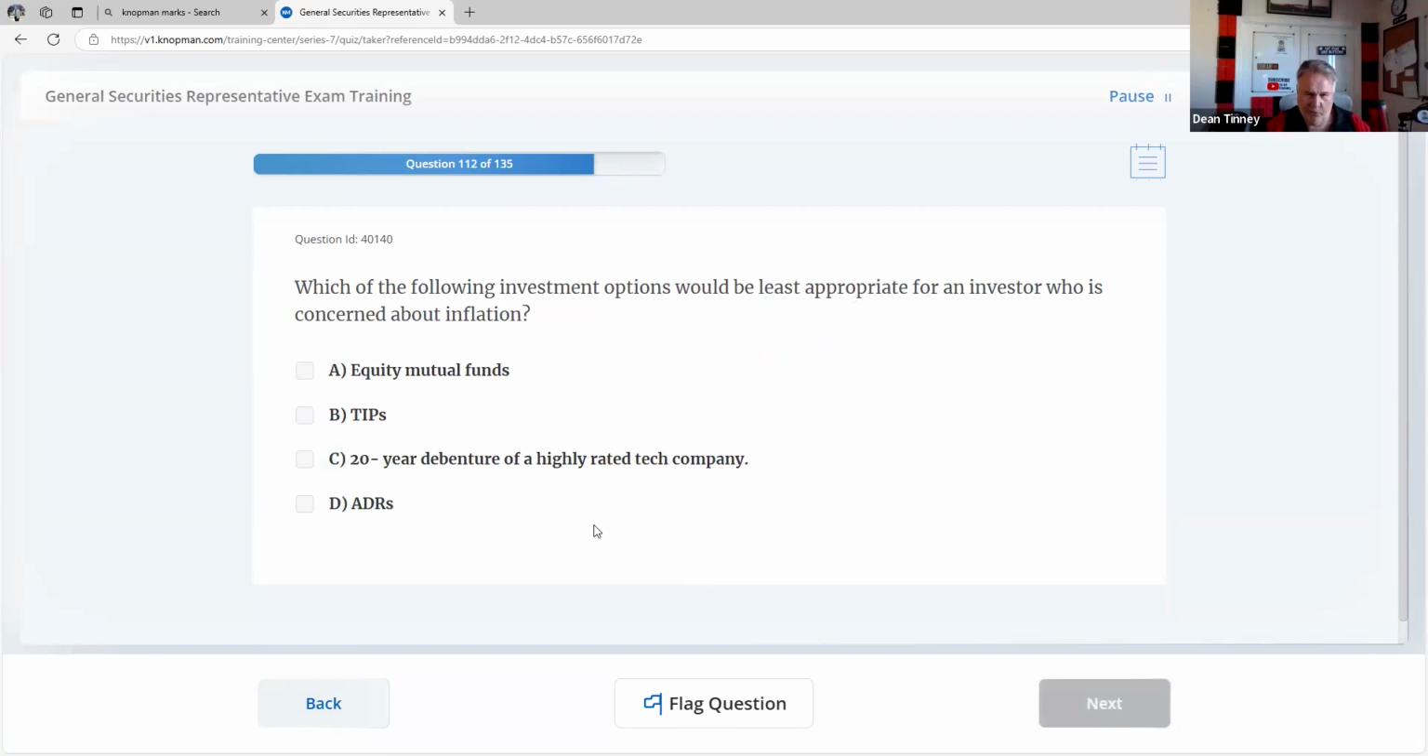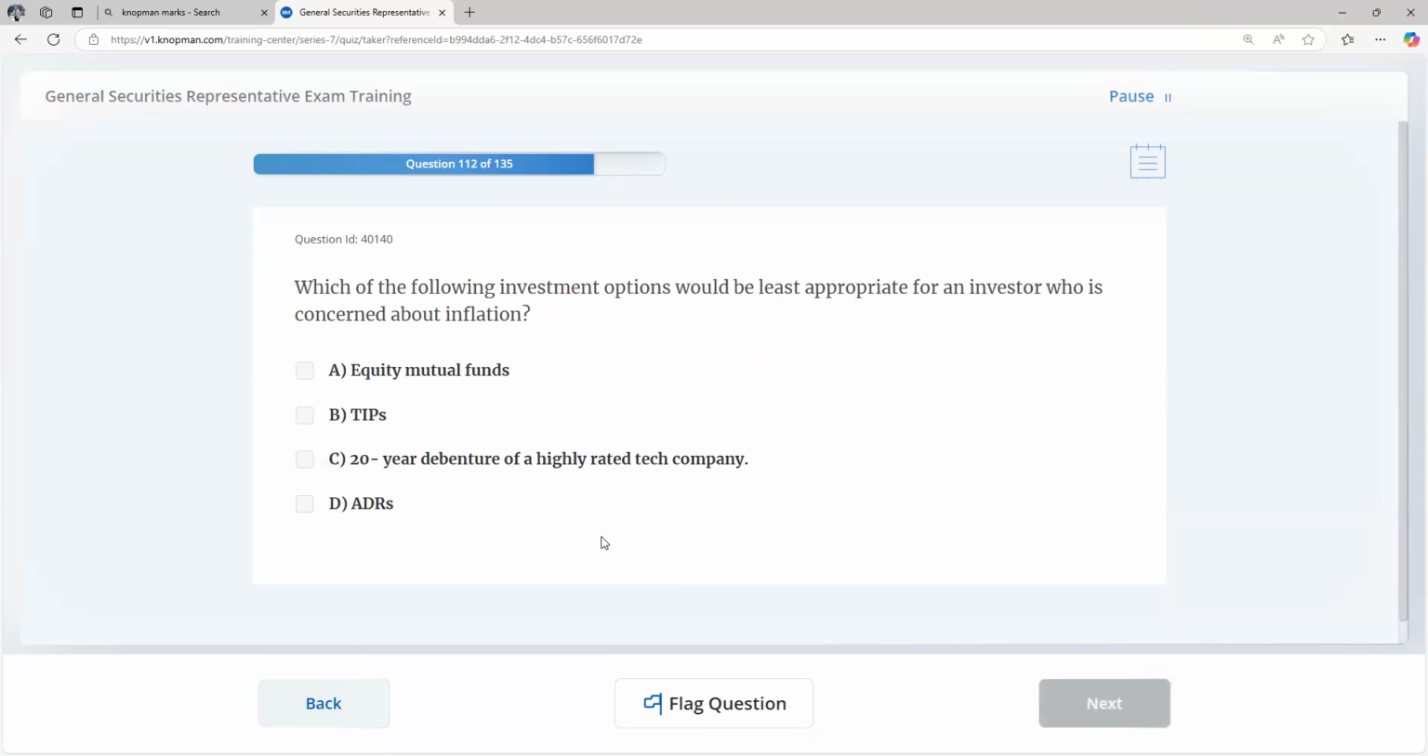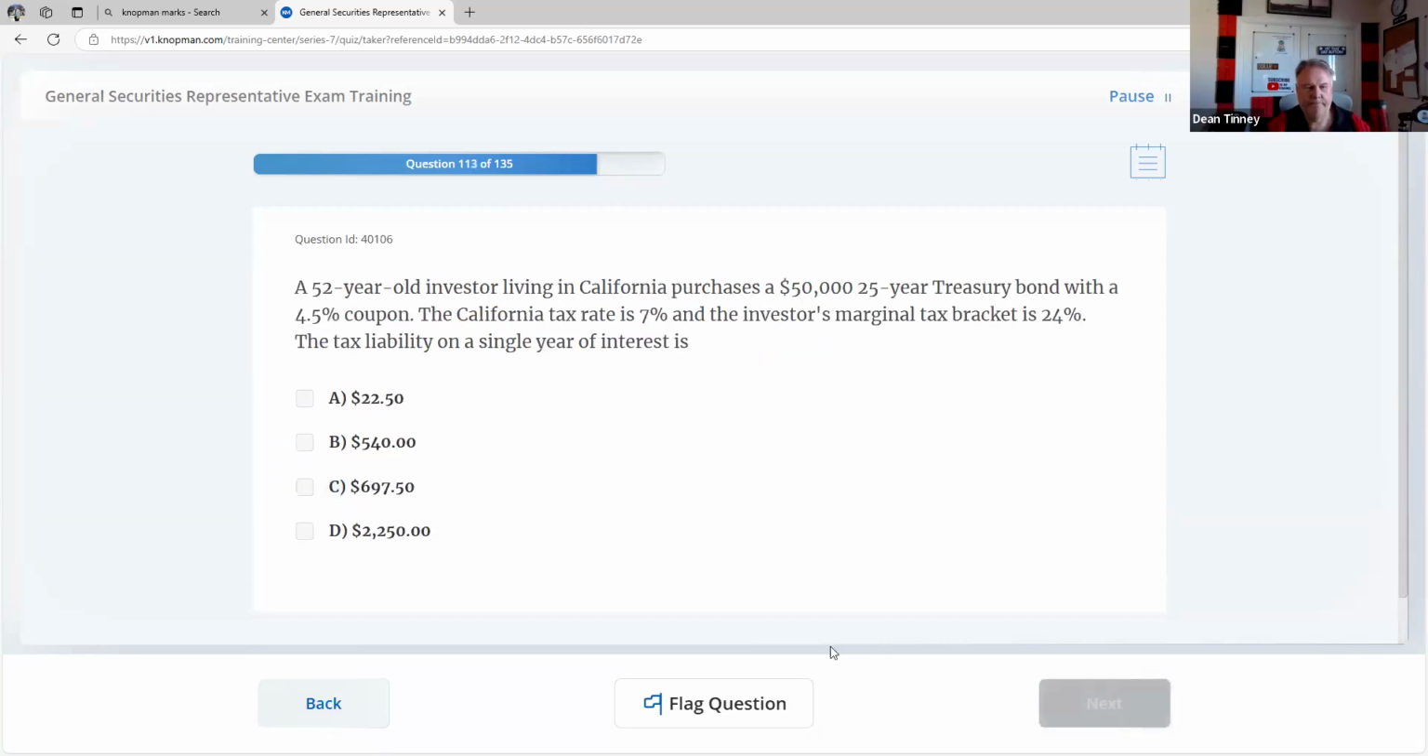Which of the following investment options would be least appropriate for an investor concerned about inflation? Least appropriate would be the 20-year debenture. Right on. Yeah, that's not gonna work.